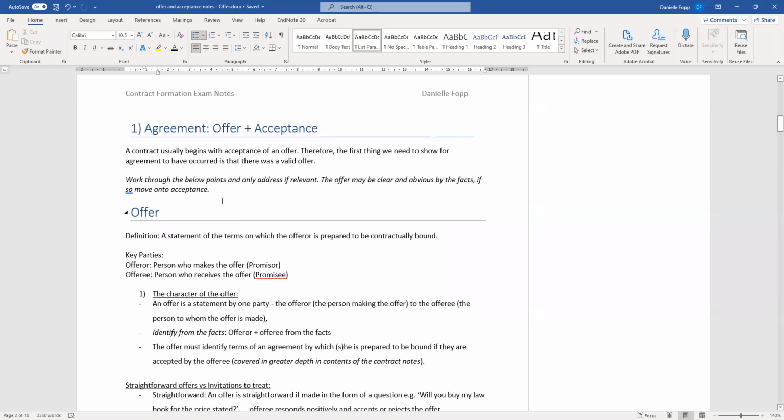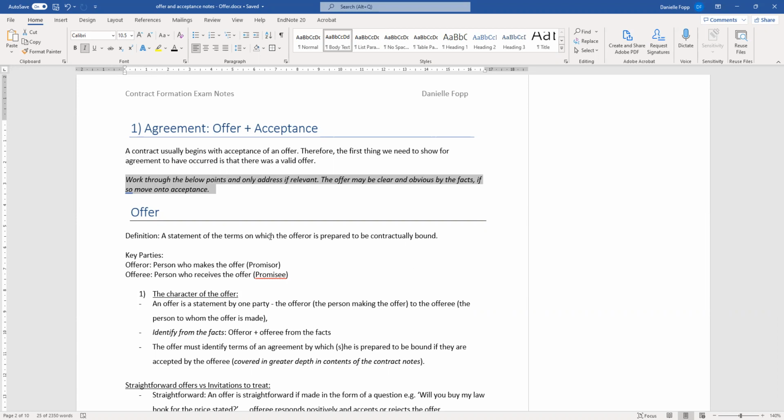And I want to make a note here. You don't need to include this in your exam notes if you don't want to, but only when you work through the below points, only address them if they're relevant. So I have a lot of notes and a lot of cases included in these notes. However, if, for example, the offer is very clear and very obvious on the facts, make a brief note that, yes, there's been an offer and this is why it's valid.